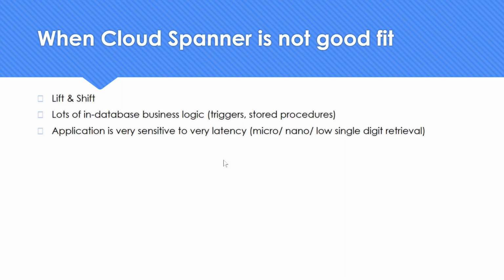Why is Spanner not a good fit for lift and shift, folks? Any reason why? Any thoughts? Why is it not a good fit? Is it expensive because of that? Or is there any reason why it's not a good fit for lift and shift? Any thoughts, folks? I mean, we're not updating every time, right?